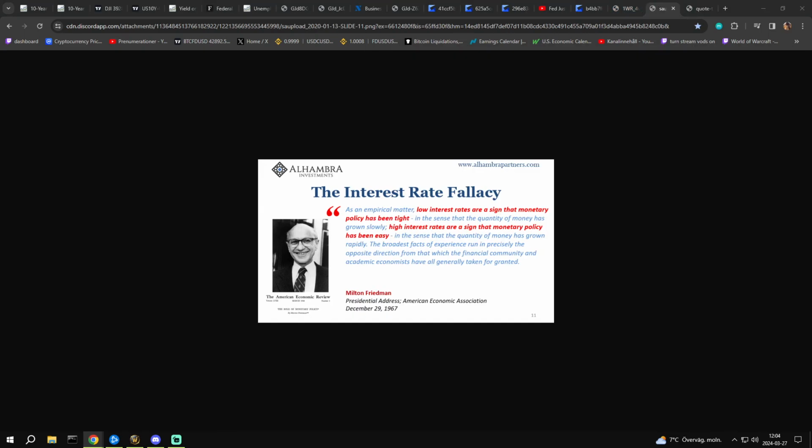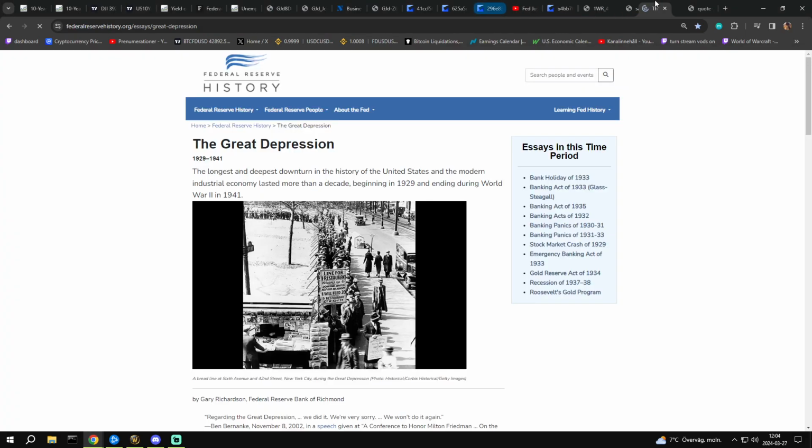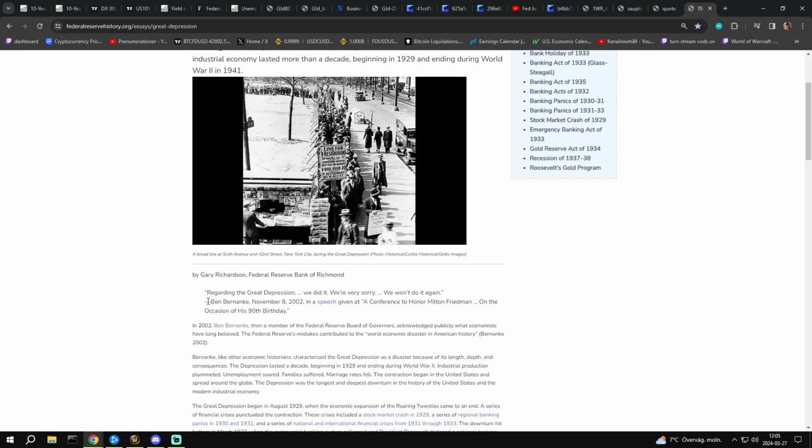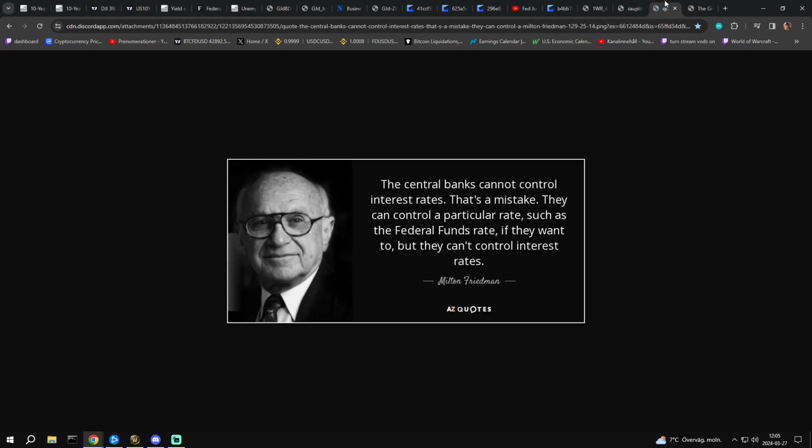Before I go over this, you might say, why would we care about what this guy has to say? Well, the central banks are bowing down to him. Ben Bernanke, who's that? That was the Fed chair during the global financial crisis. He gave this at a conference to honor Milton Friedman. They're honoring him. Okay, maybe we should listen to what he has to say.